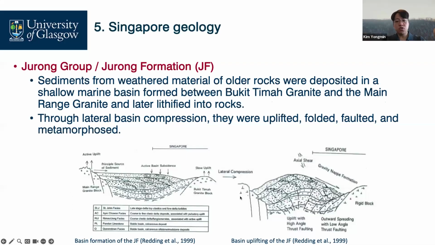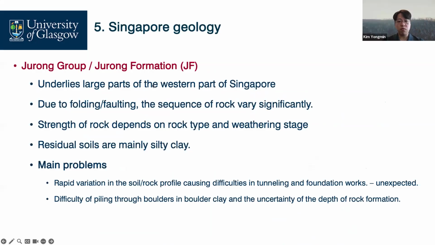And then, as you can see, due to the lateral basin compression, something like a squeeze, they were uplifted, folded, and metamorphosed with high pressure and high temperatures. So this Jurong Formation underlies a large part of Western Singapore, and the strength of the Jurong Formation rock depends on the rock types and weathering stage.